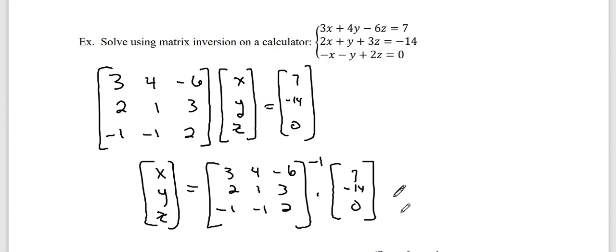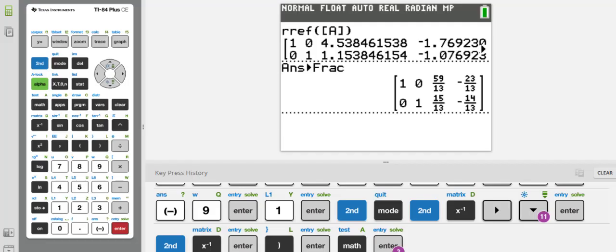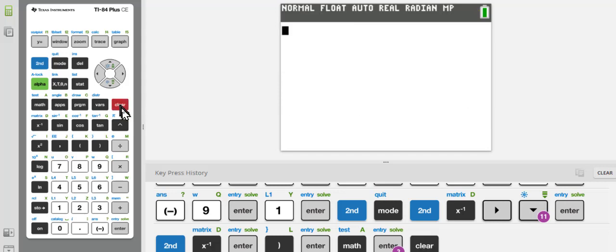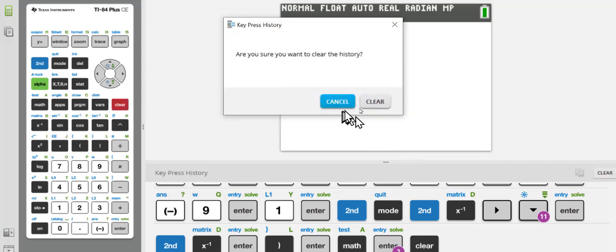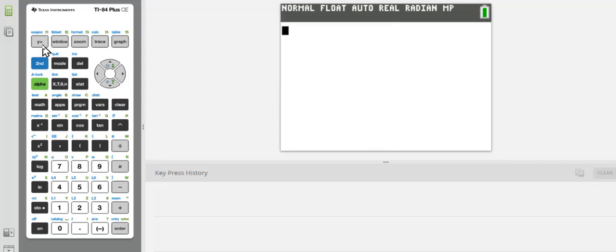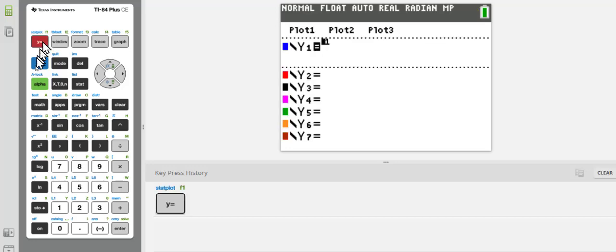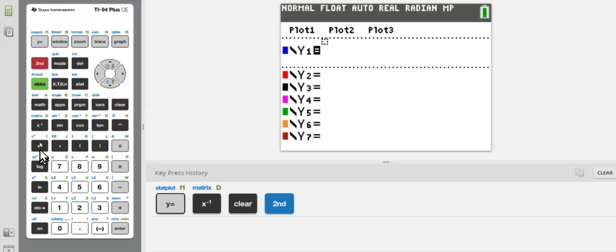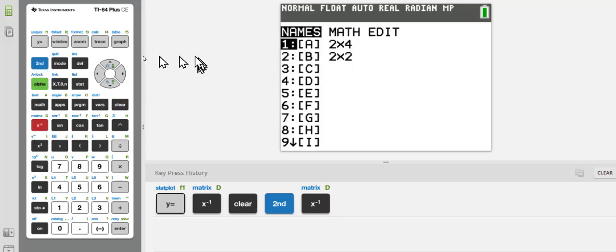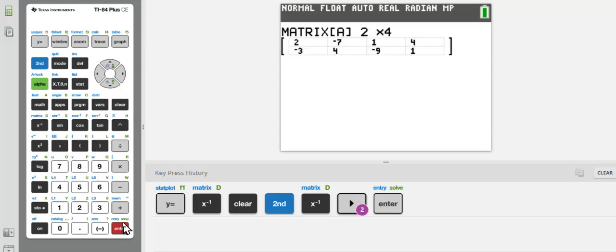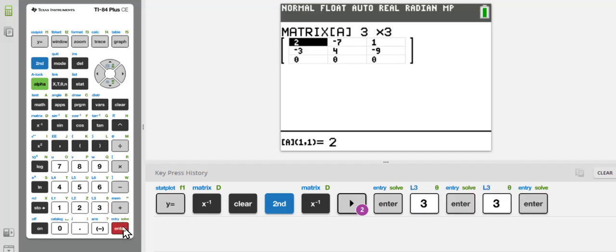Let me show you how to do this on the graphing calculator. Clear all this business out. We want to enter a matrix in, so we go to the matrix menu, second matrix. We need to edit because we need to enter values in, right? Now my coefficient matrix is 3 by 3. It's that square matrix.